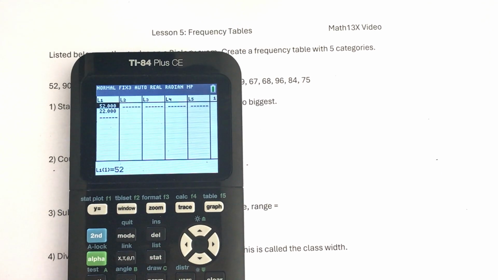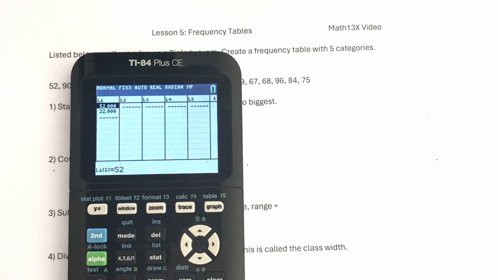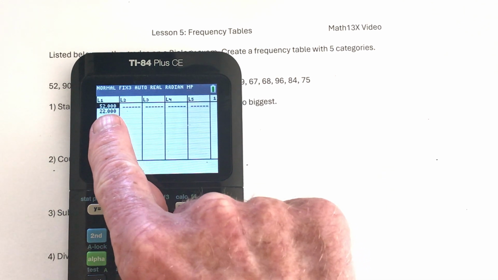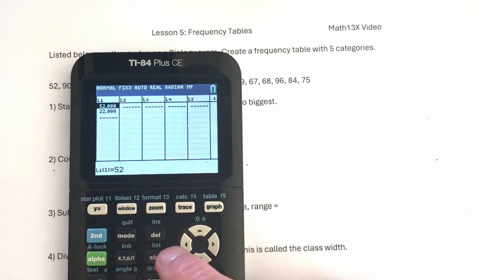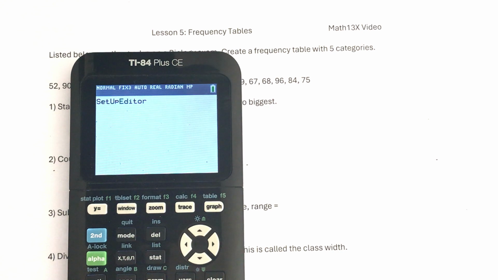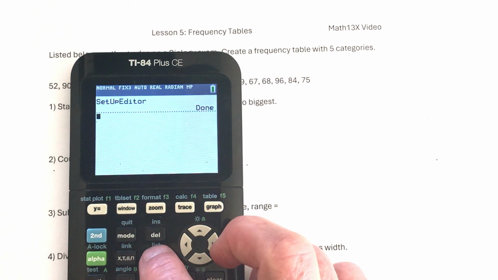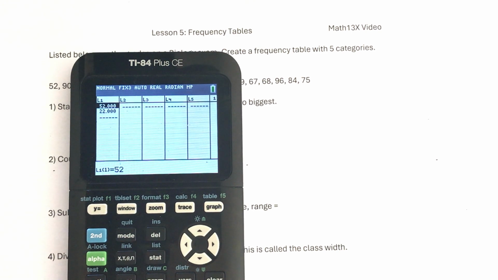When I do that, it shows me these lists, L1, L2, L3, L4, etc. So we're going to be using L1. By the way, if L1 is not there, then just go back to STAT, and number 5 will reset it. If it ever happens to you that one of the lists disappears, do the SetUpEditor, hit enter, and now it's back. So go to STAT, Edit, and there's the list.